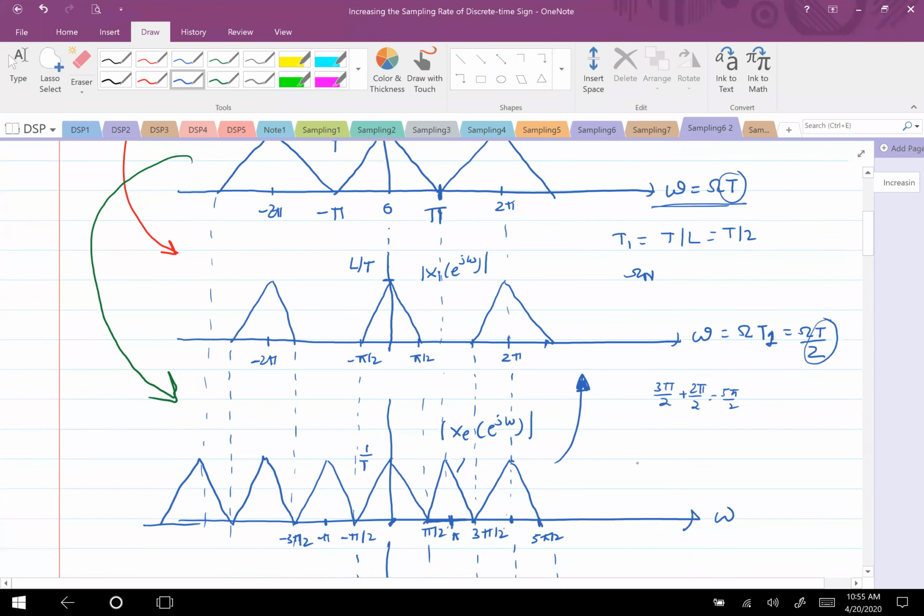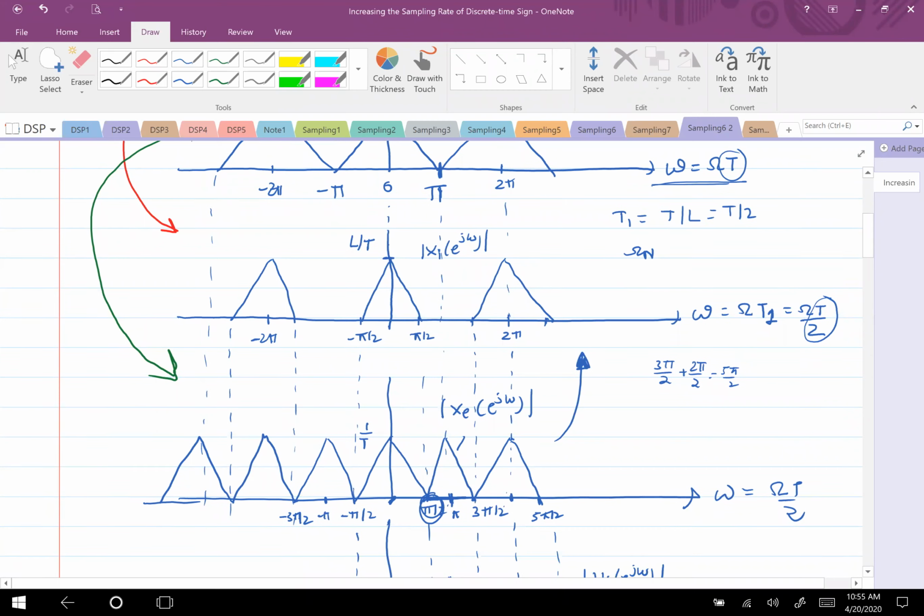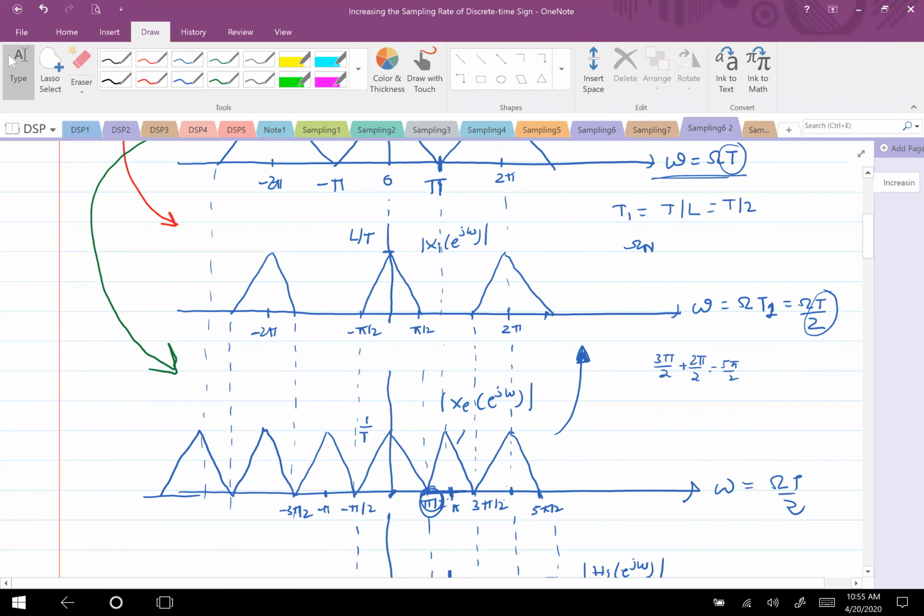If you look at x of n, whichever is there at, for example, 1, it will now go to L times n, so that is expanded there. So that would contract things. From pi, this would come to pi by 2, because omega times T is T by 2. So that axis would get scaled by 2. Suppose if it is 4, if you are upsampling, expanding it by 4, you would get here pi by 4 and so on. That's the first step you are doing.